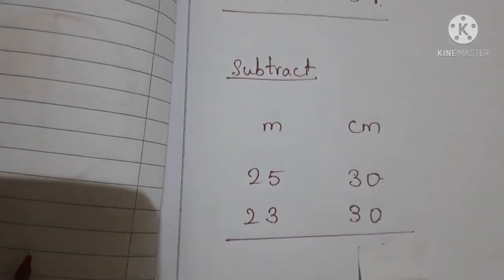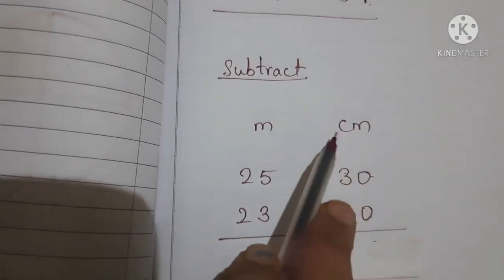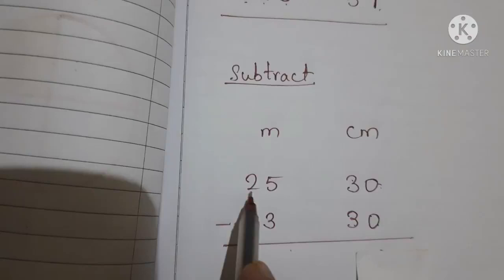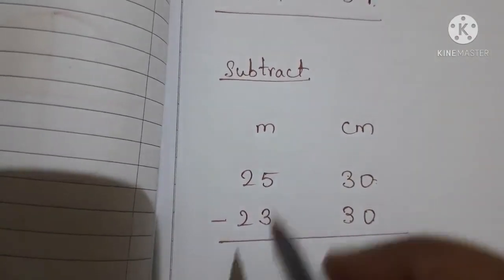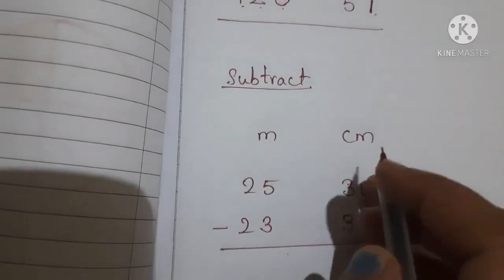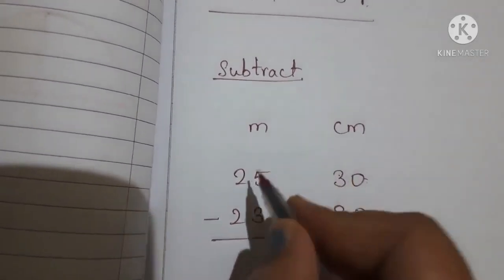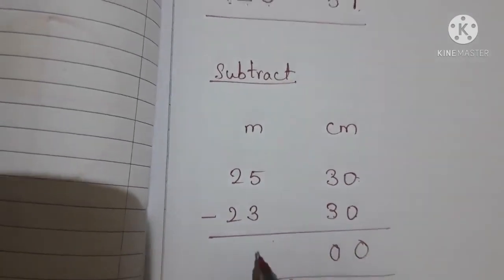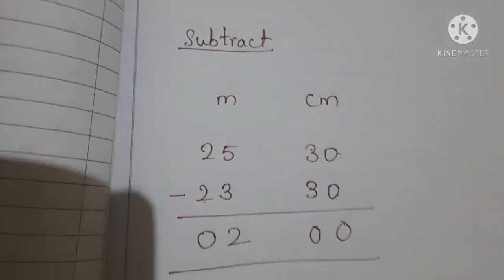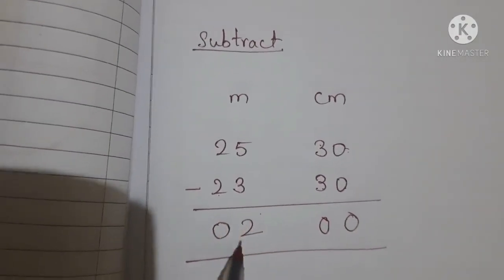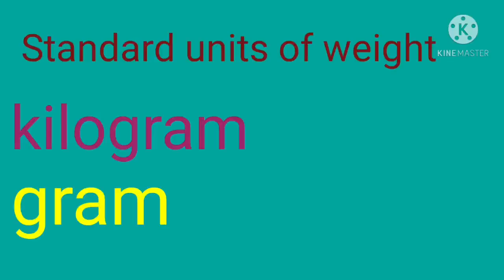Here we are subtracting 23 meters 30 centimeters from 25 meters 30 centimeters. Now 0 minus 0 is 0. 3 minus 3 is 0. 5 minus 3 is 2. 2 minus 2 is 0. So the difference is 2 meters 0 centimeters.